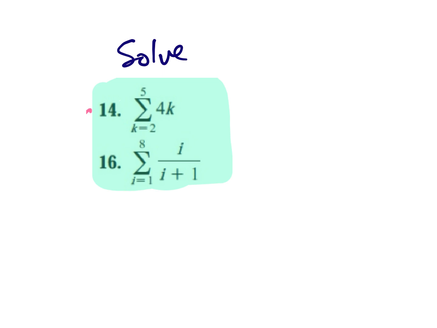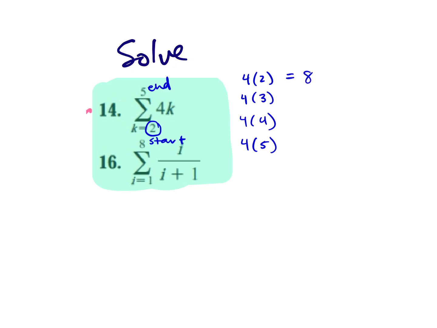Let's look at 14. So 14 is asking us to find the sum. This symbol is our summation. So we want to start by plugging in 2. This is our starting number. And the number up top is our ending number. So we're going to plug in 2 to 5 and everything in between. So when I plug in 2, I have 4 times 2. Then when I plug in 3, I have 4 times 3. 4 times 4, and then 4 times 5. I stop at 5 because that's the number up top. That's where I'm going to end.